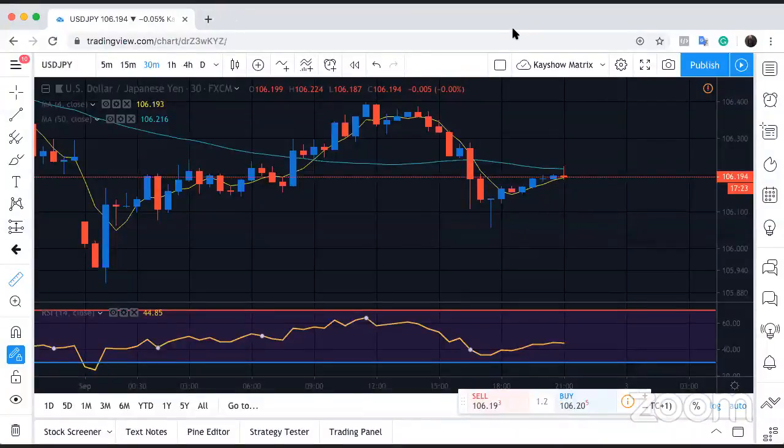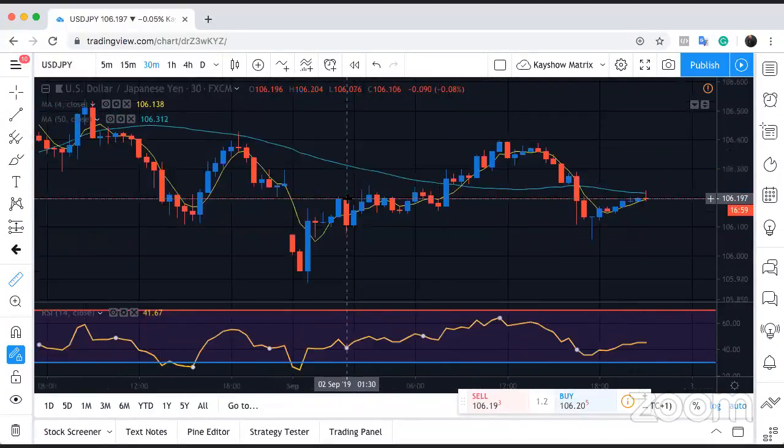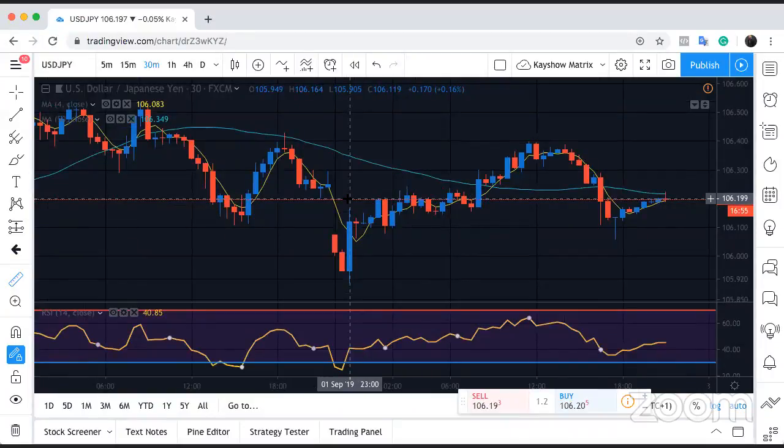So today I want to talk about two indicators that you can add to your chart while using TradingView. The first indicator is the moving average. So what's the moving average all about? The moving average gives you an average of how price moves over time.